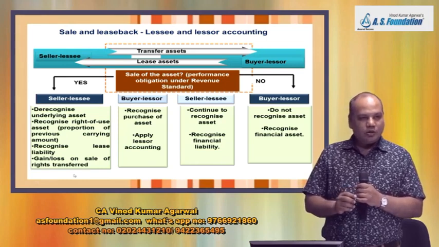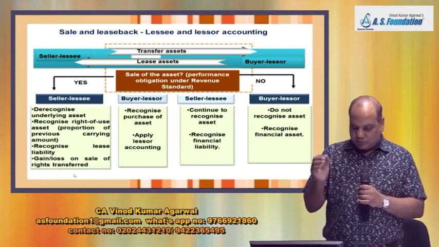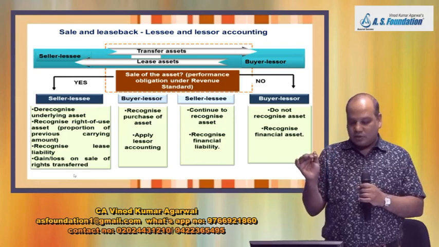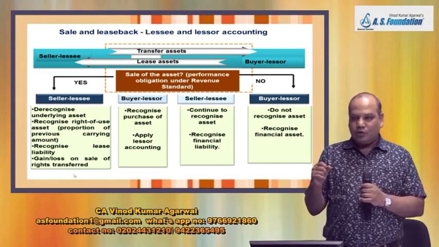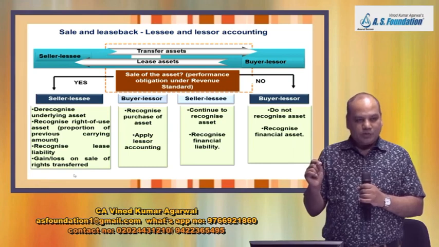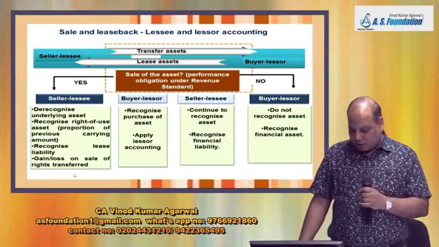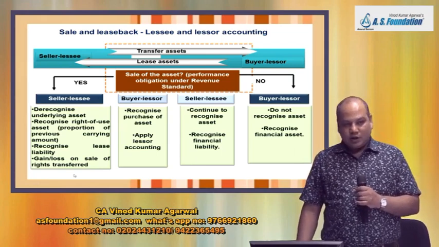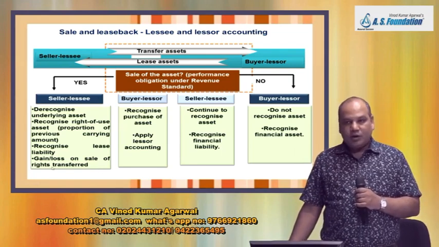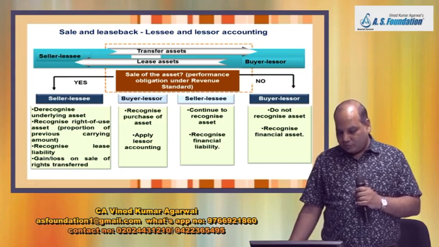So it seems to be a little complicated. Once again, point number 1, derecognize the underlying asset. Recognize the right of use asset as a proportion of the previous carrying amount. Recognize the liability also, and you recognize the gain or loss on the rights transferred. What about the buyer or the lessor?